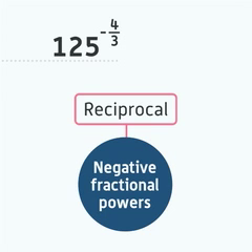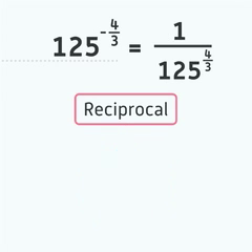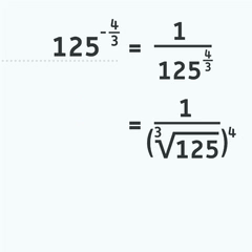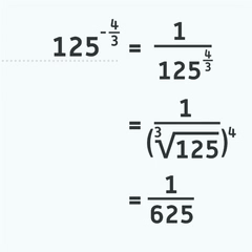So, 125 to the power of negative 4/3 equals 1 over 125 to the power of 4/3. That would be 1 over the cube root of 125 to the power of 4. The cube root of 125 is 5, and 5 to the power of 4 is 625. So, 125 to the power of negative 4/3 equals 1 over 625.